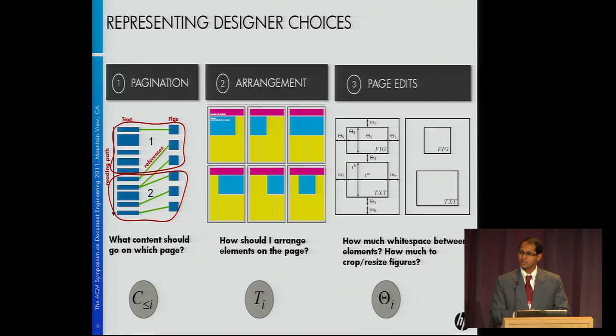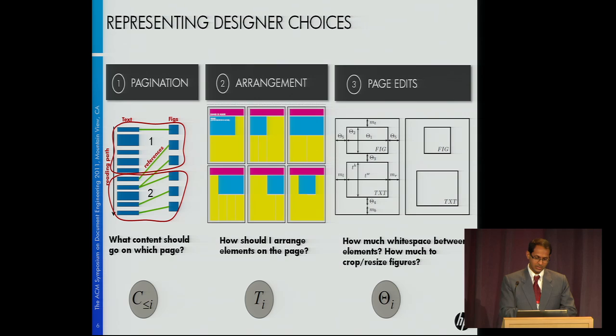So we try to model the choices that a designer makes in creating a document. And we think that there are 3 fundamental choices a designer makes in designing a document. There may be more, but we model 3 fundamental choices. The first is pagination. What content should go on page 1, what should go on page 2, and so forth.